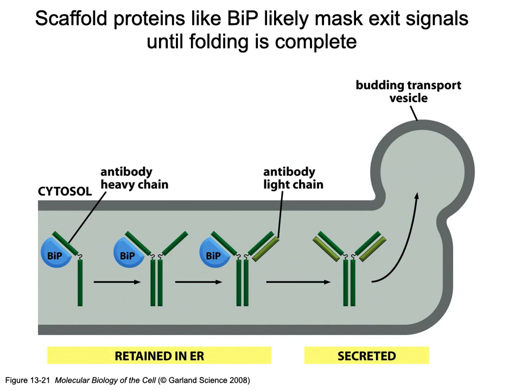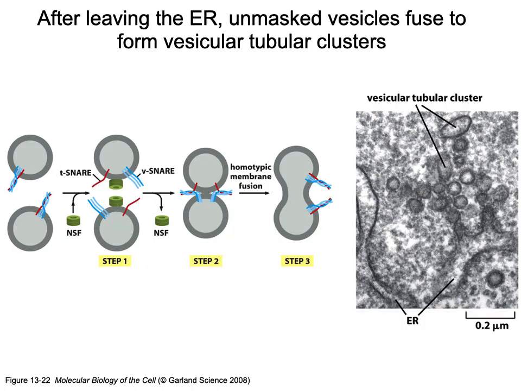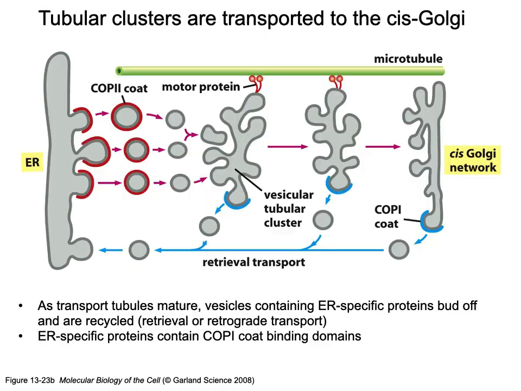And so you can see how BiP has dissociated. It's no longer bound to the antibody. So now the exit signal is available to be recognized, and it's going to be moved into a vesicle so that it can be transported. Just like the SNAREs are important in vesicles moving around, they're also important for the vesicles budding off of the ER. And what they're going to end up doing is fusing to either other vesicles or to the cis side of the Golgi apparatus.